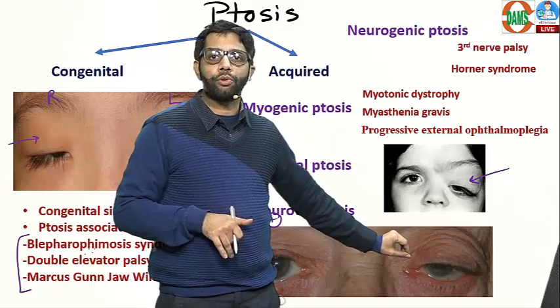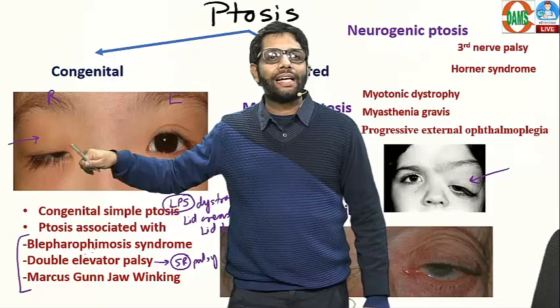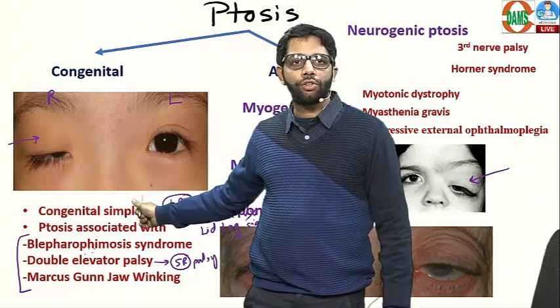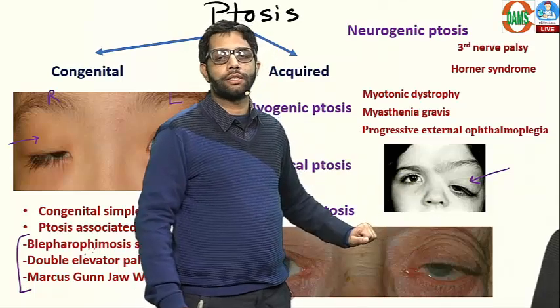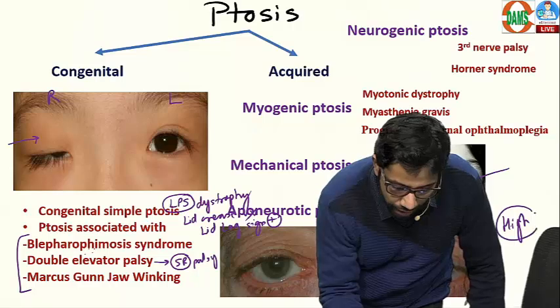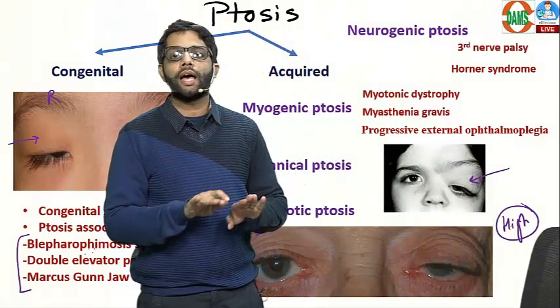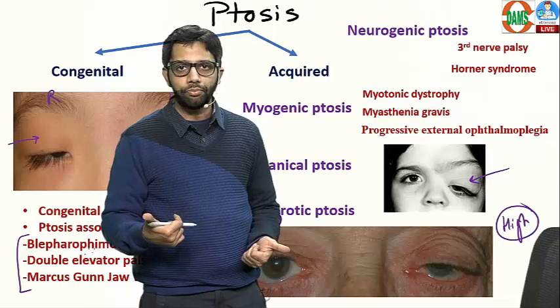What is the important point in aponeurotic ptosis as compared to congenital ptosis? See here what is happening. The eyelid crease is absent because of LPS dystrophy. Here, see, high eyelid crease is a feature of old age ptosis. High eyelid crease: old age ptosis. Absence of eyelid crease: congenital ptosis. These are pathognomonic features.